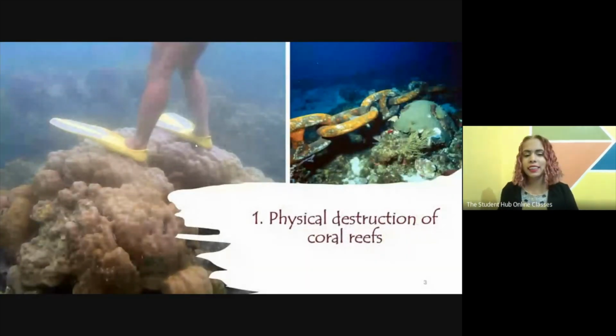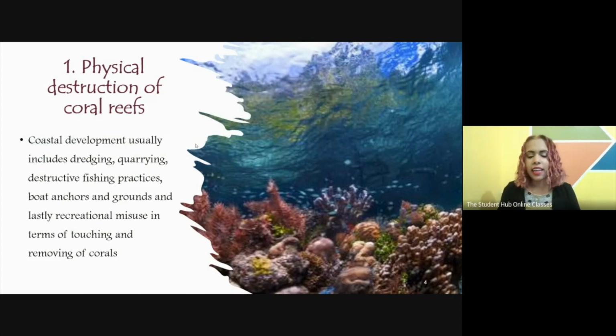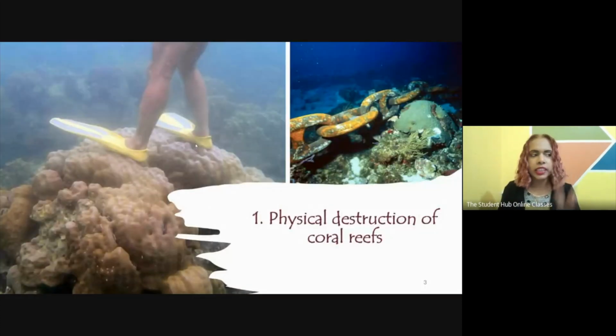One of the things is that there are different causes. When we talk about the physical destruction of coral reefs themselves, it links to coastal development processes like dredging, quarrying, destructive fishing practices, boat anchors damaging them, and recreational tourism uses, right? And one of the main things is that humans actually walk on the corals. They break them apart, or sometimes boat anchors can break them apart when they fall on them. So that is one of the physical destruction methods.